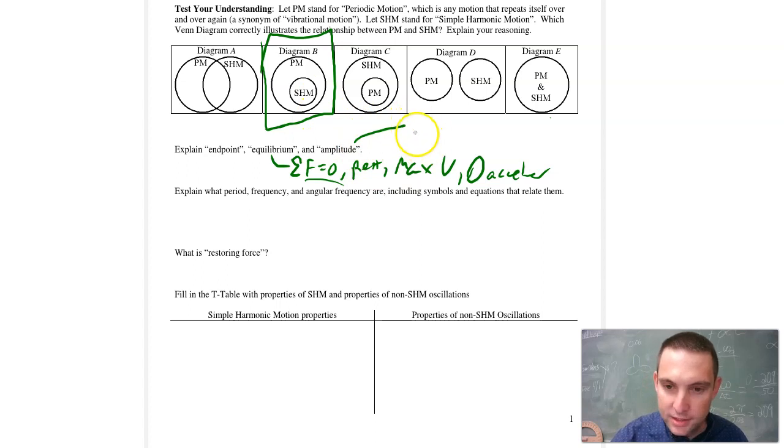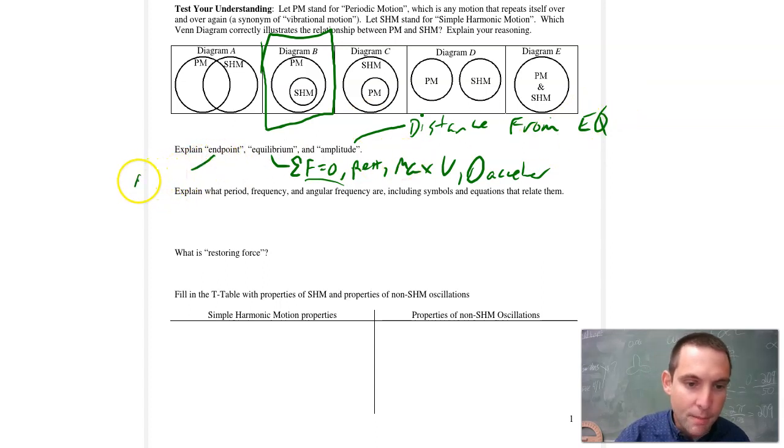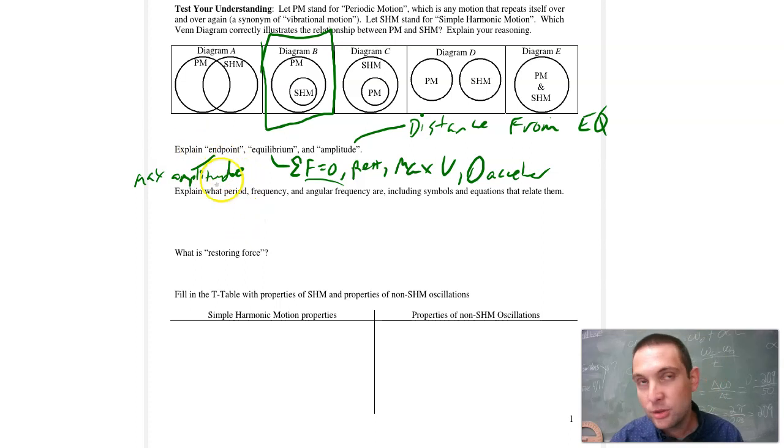The amplitude is your distance from your equilibrium, measured in meters usually. Endpoint is the maximum amplitude. So the maximum amplitude is an endpoint.